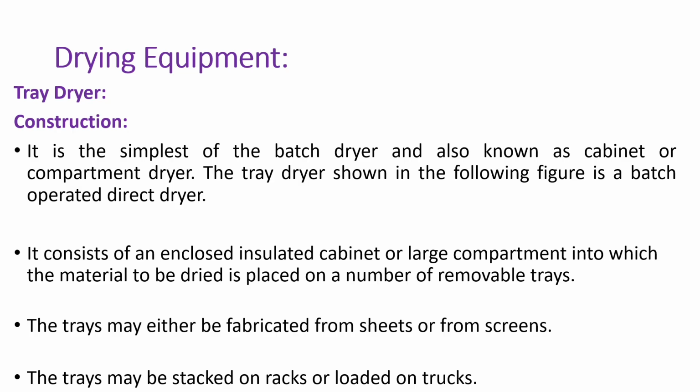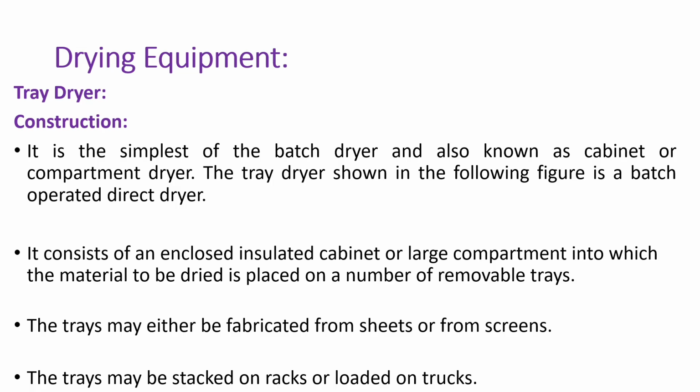Batch dryer means material is loaded once, dried completely, then removed before adding a new batch. So it works by passing hot air over wet material placed on trays. And its construction consists of insulated cabinet, trays, racks or trucks, air inlet and outlet, heating coil, and fan.